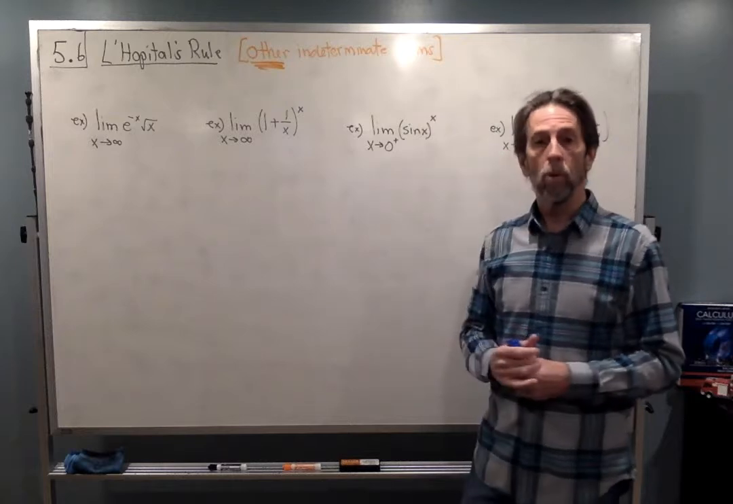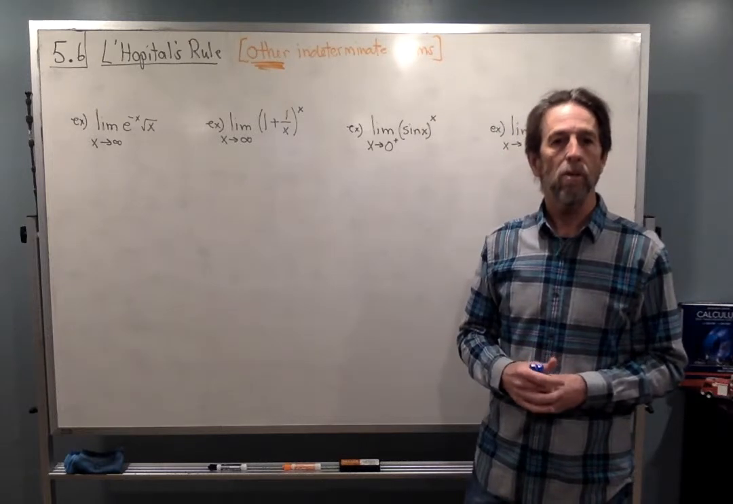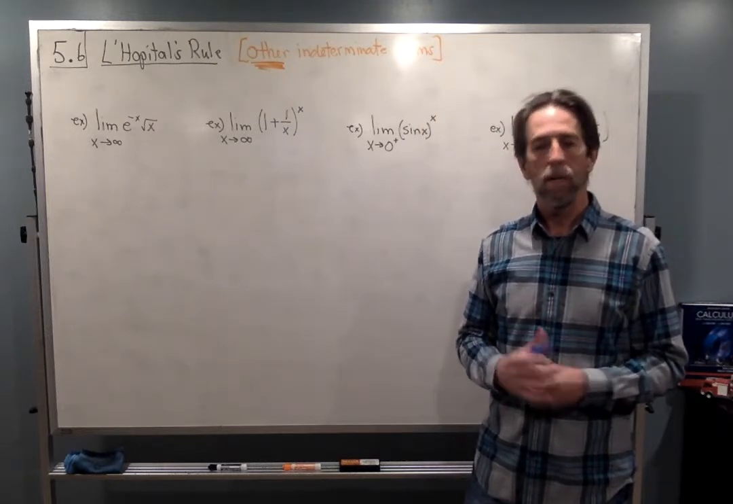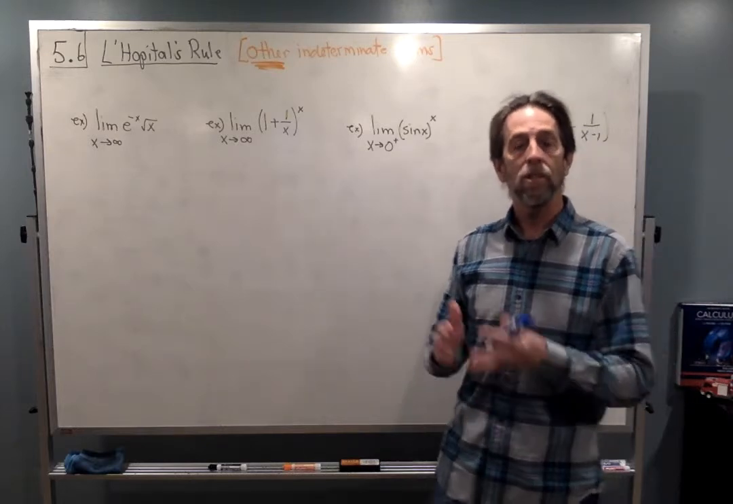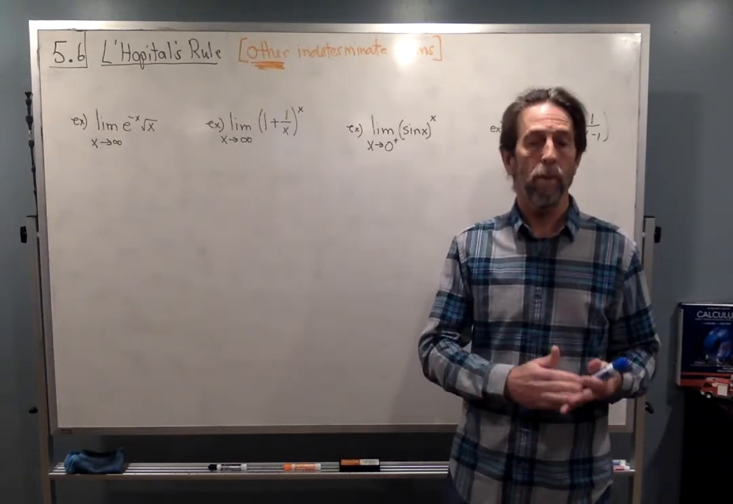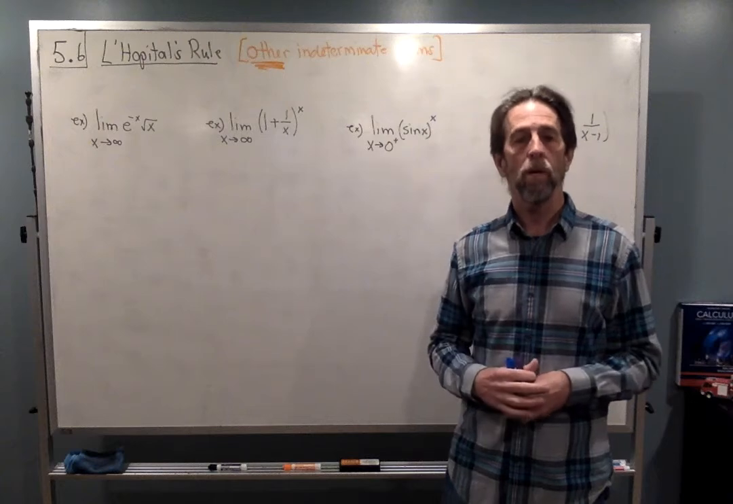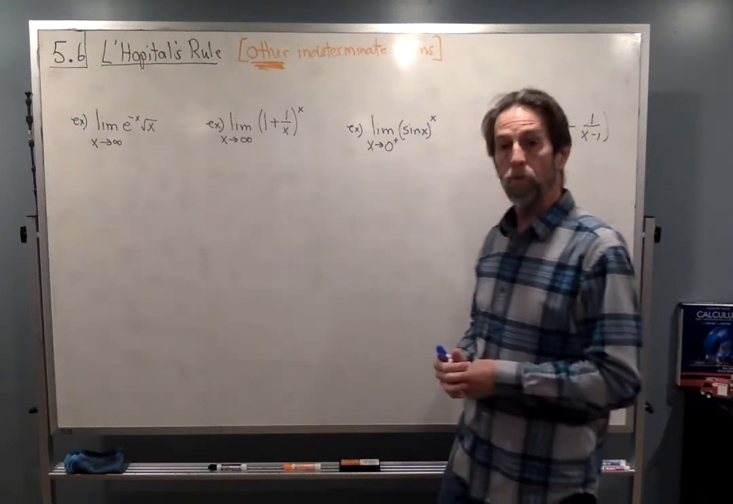So this is going to get a little bit more involved. Part of it is recognizing those indeterminate forms and then looking at the technique of how to change it to 0 divided by 0 or infinity divided by infinity, because that's still the only way we can apply L'Hopital's rule. So let's look at this first one.